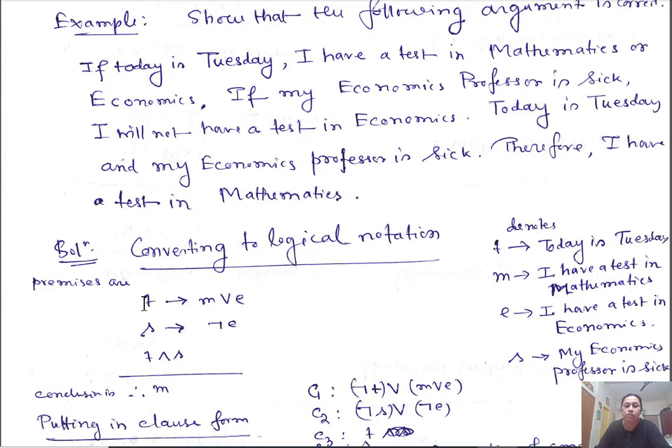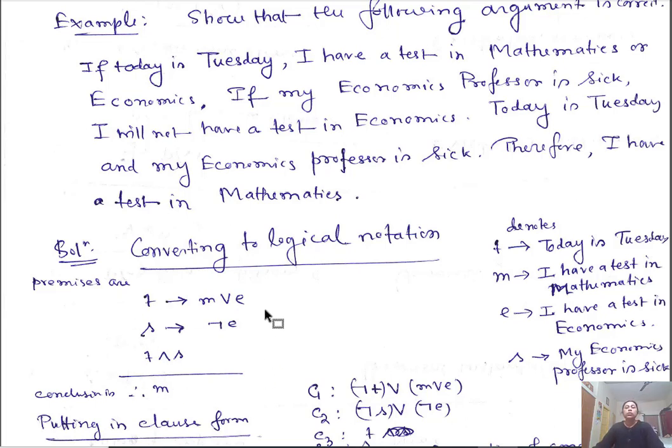T implies M or E: if today is Tuesday, I have a mathematics test or an economics test. If my economics professor is sick, that means S, I will not have a test in economics. So S implies negation of E. Today is Tuesday and my economics professor is sick. That means T and S. Therefore, the conclusion is I have a test in mathematics. Therefore, M.